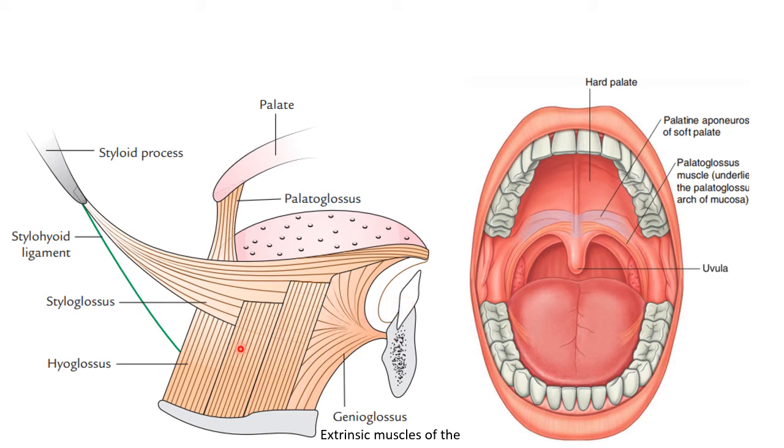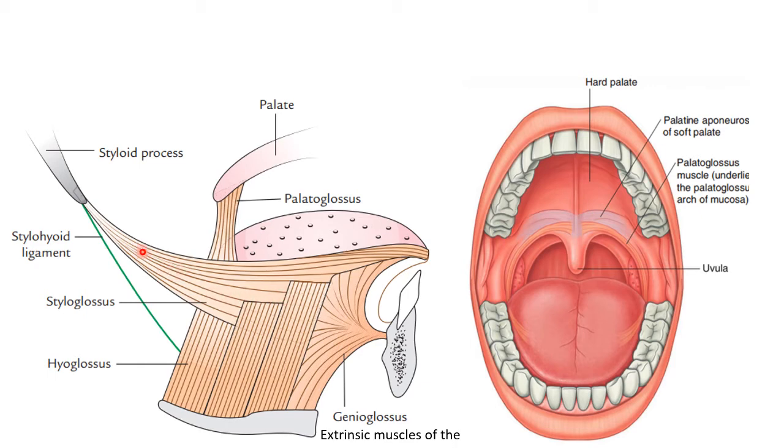Then comes the hyoglossus. The hyoglossus arises from the greater cornu and adjacent part of the body of the hyoid bone and is attached to the side of the tongue. Its action is that these two muscles depress the side of the tongue and make the dorsal surface of the tongue more convex.